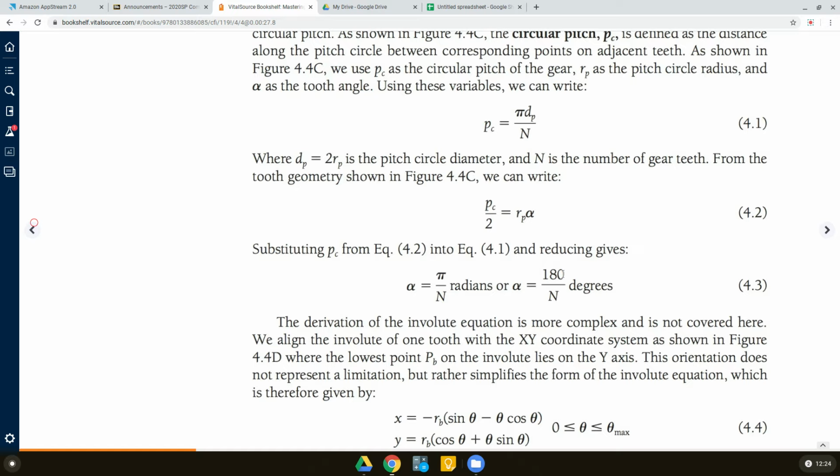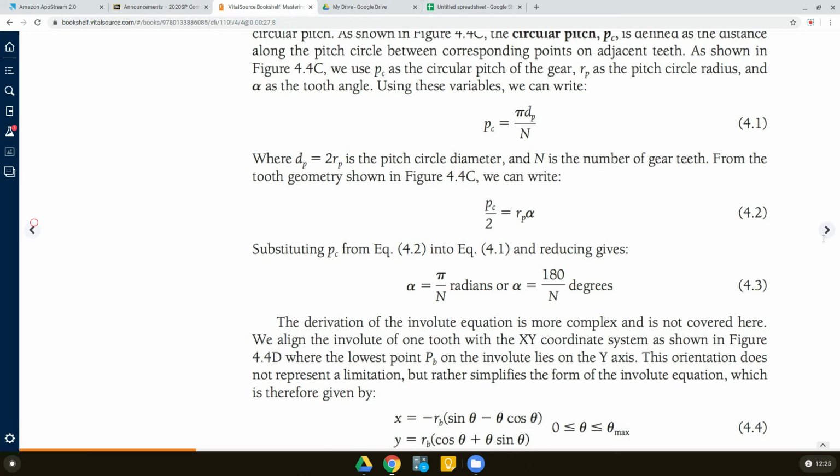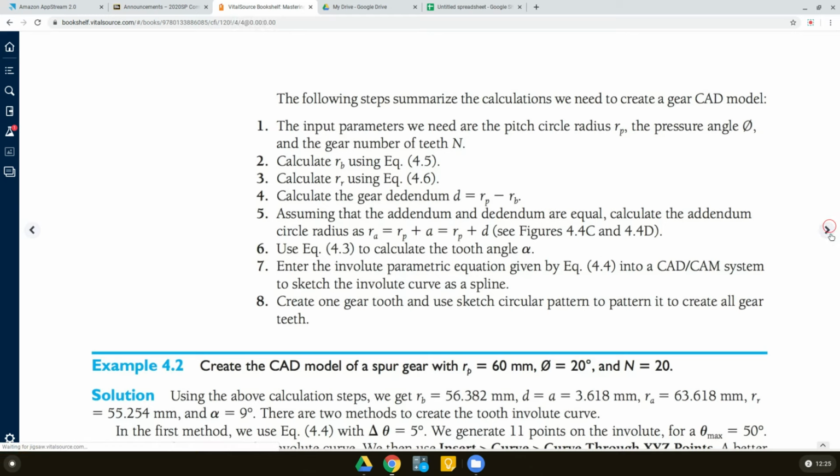So alpha is equal to 180 degrees divided by number of teeth. So I'm going to write it down. Alpha is equal to 180 degrees divided by number of teeth is 20. So that's gonna give us 9 degrees. Okay, 9 degrees is the tooth angle. Okay, I believe now we have all the information. Yes, we do have all the information.